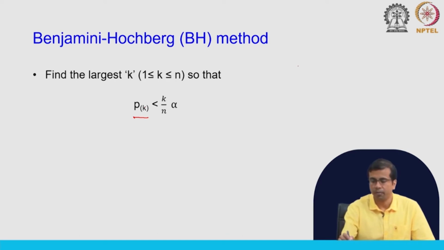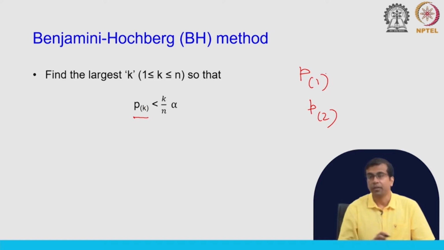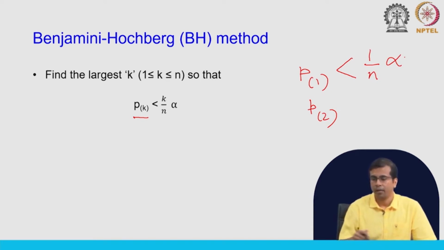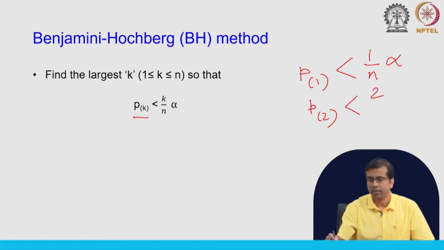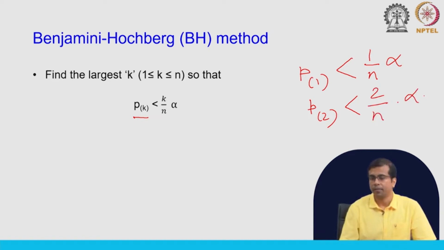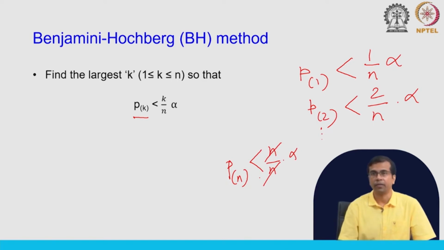If you remember, we have p(1), p(2). Since p(1) is the smallest p value, k is 1, so we compare this with 1 divided by n times alpha. For p(2), we compare with 2 divided by n times alpha, and so on. We keep doing this, and for p(n), the ordered one, we have n divided by n times alpha, which means we are simply comparing this with alpha.